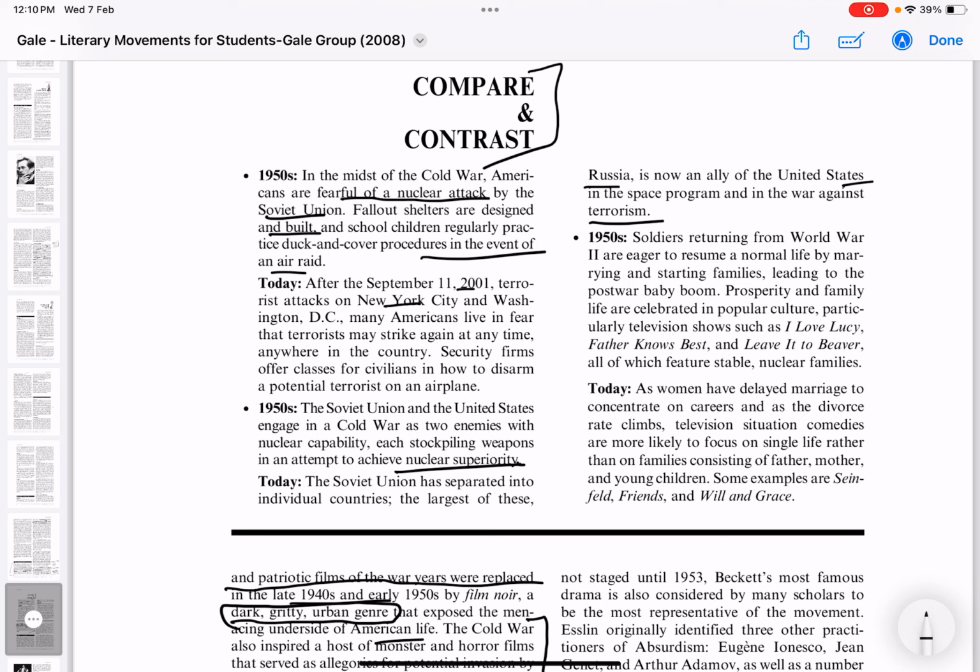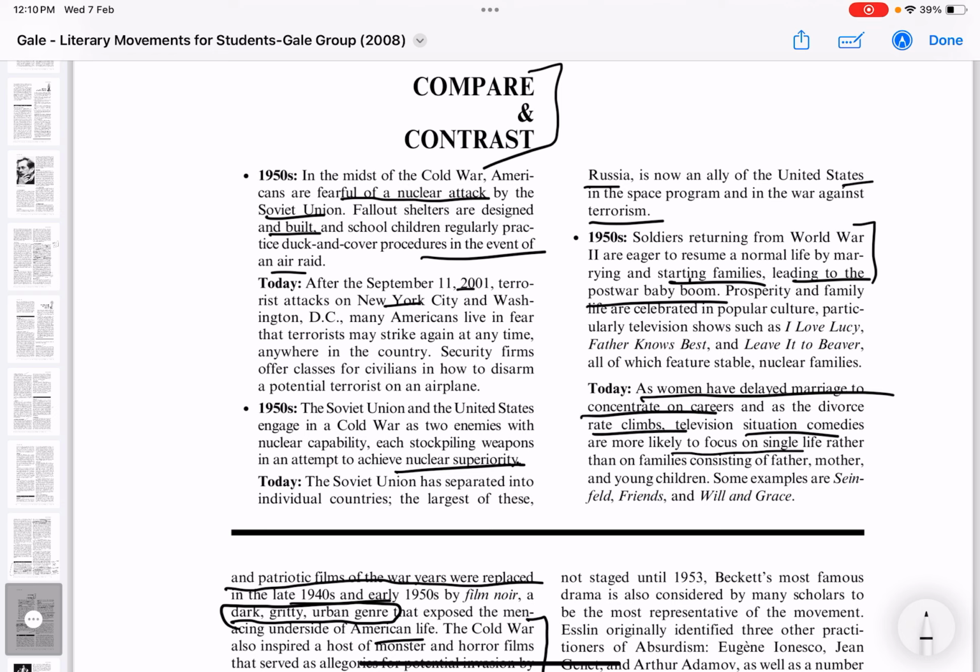Now in the 1950s, we have seen soldiers returning from World War II. Okay, so people are starting families, leading to the post-war baby boom, right? Many soldiers returned to their normal life, and they were planning their families, and we have seen the baby boom. And now we have seen that things are also changing. Things are completely changing. How? Because now women have delayed marriages to concentrate on careers, and as the divorce rate climbs, television situation comedies are more likely to focus on single life rather than on families.